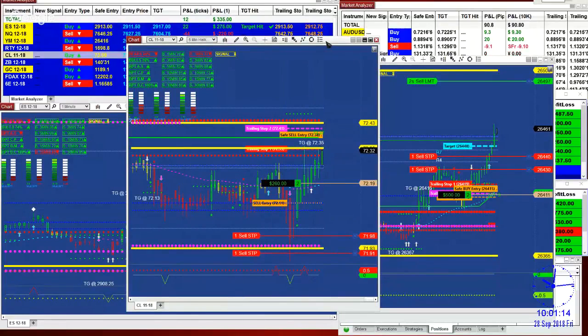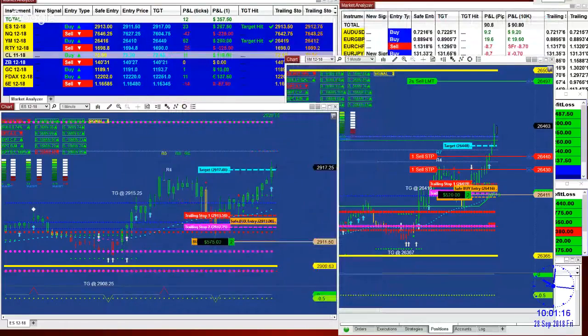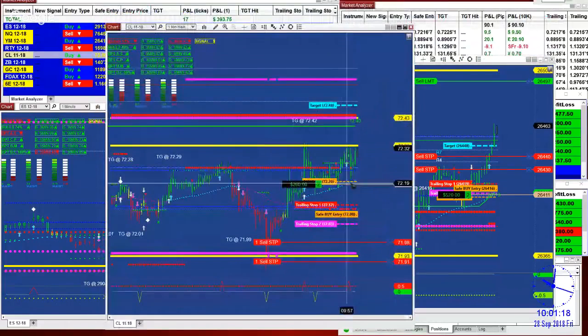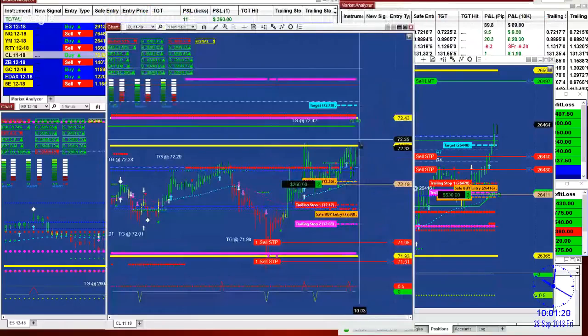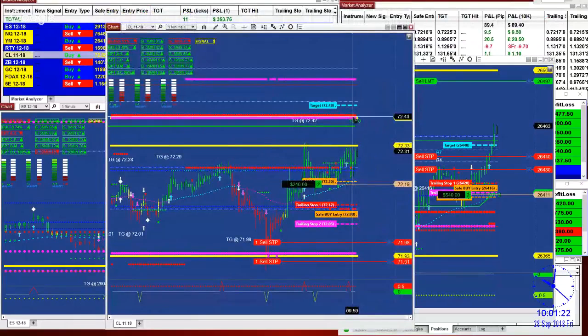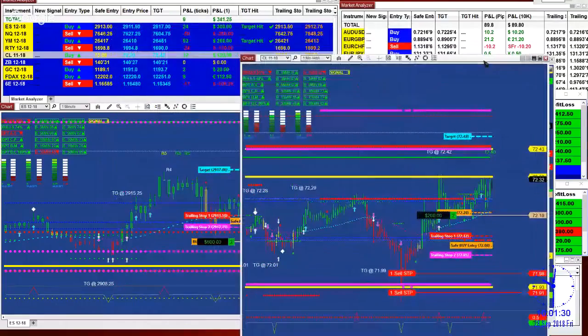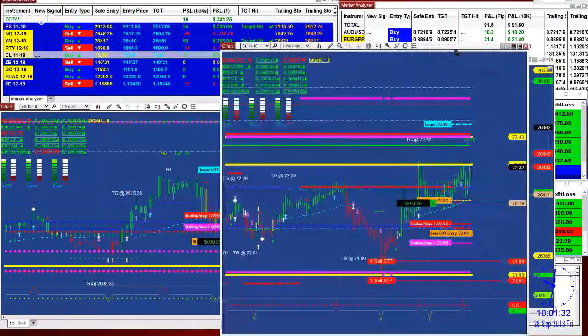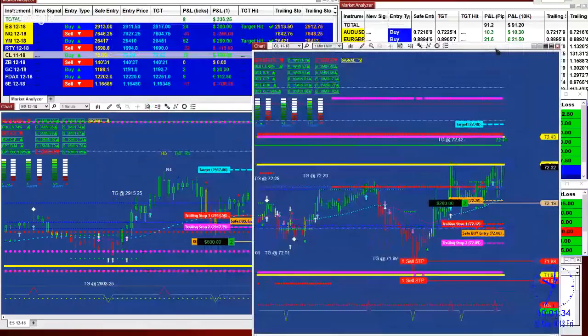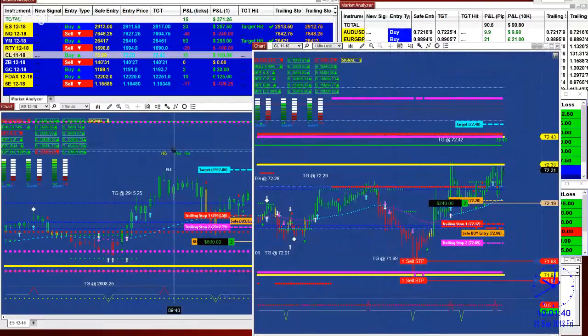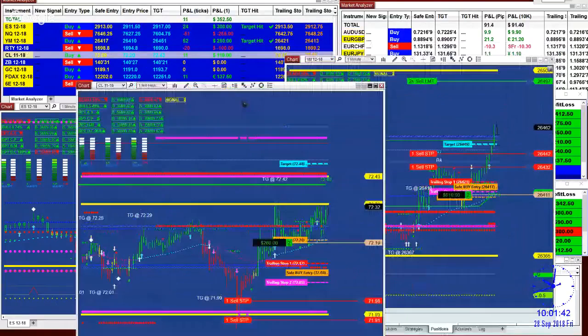I keep taking the 5 minutes. I apologize, guys. This is your 1 minute. And the CL is going to be a problem if you are trading the 1 minute at 72.42. This is where your problem is gonna happen on the CL. I don't know where to put all those charts.